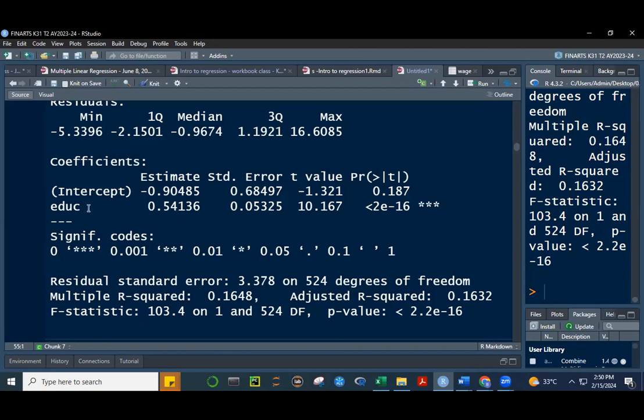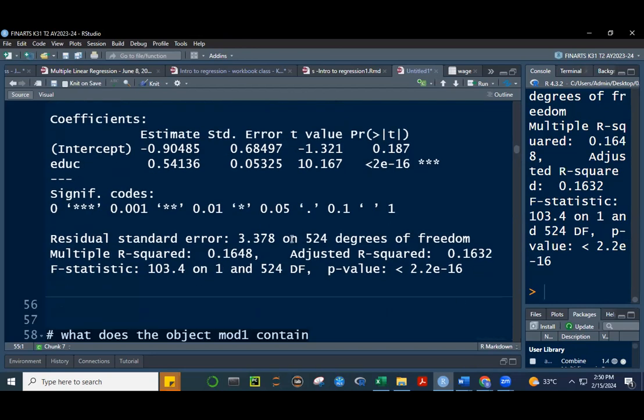And we studied what 0.54 means. It means that for every 1 year increase in education, year being the dimension of education, there's a corresponding $0.54 increase in hourly wage, ceteris paribus. Dollars, because dollars is the dimension of your dependent variable, hourly wage.